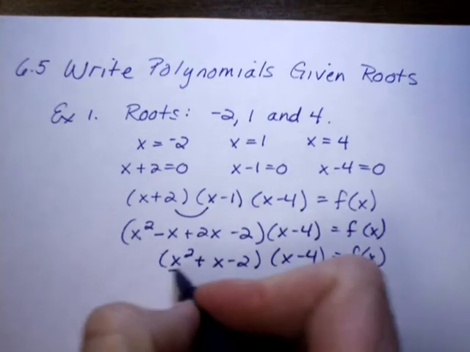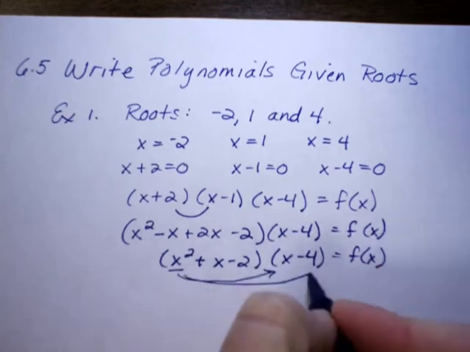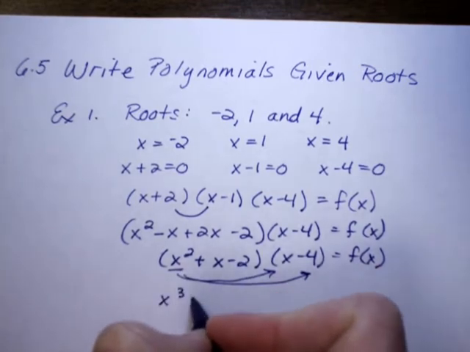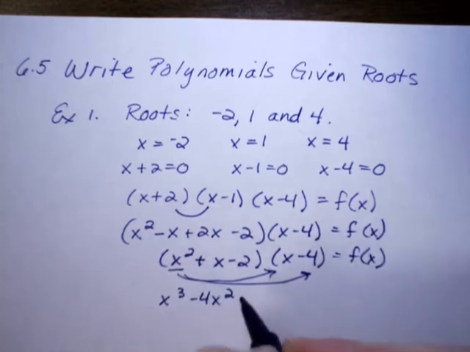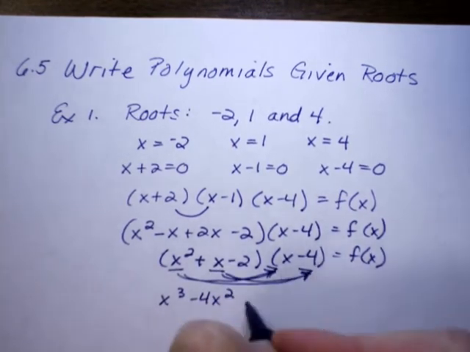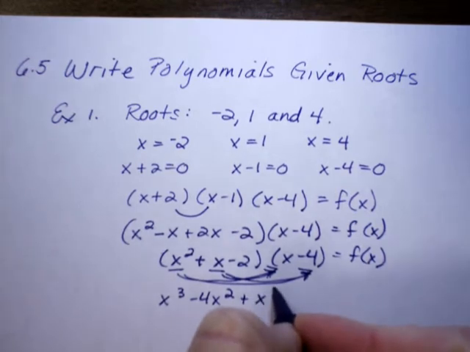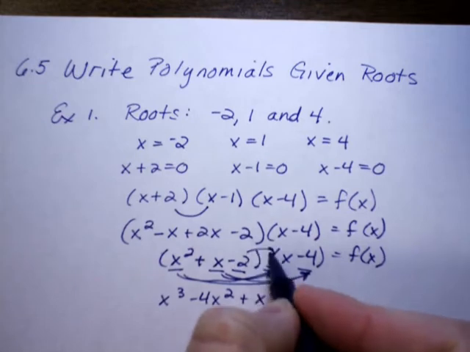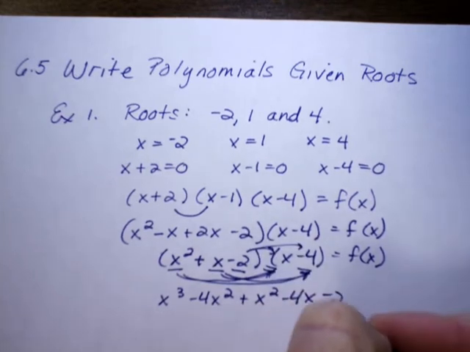Okay, so I'm going to multiply x squared times both terms in the second factor. That's going to give me x cubed minus 4x squared. Then I'm going to move on to x and do the same. It gets multiplied by both terms in the second factor. And finally, my -2 multiplied by both terms.